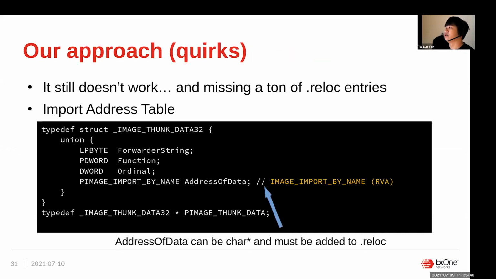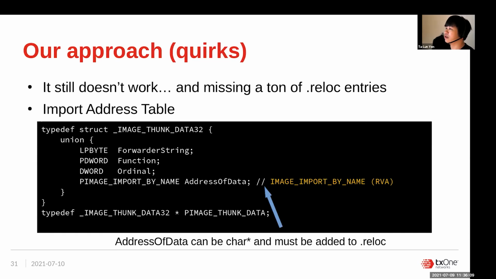And after our couple of approaches, we figured out that something is still not right because we're still having crashes while booting up the binaries. So we took a quick compare against normal binaries and figured out that we're still missing a ton of entries. So the devil is in the import address table.